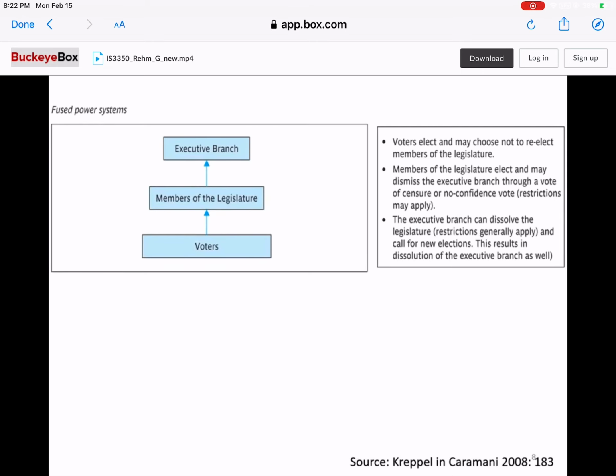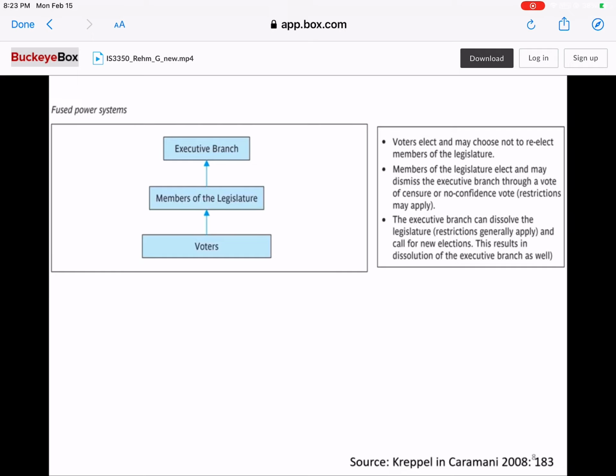So here's a fused power system in a schematic view. You have voters that elect the legislator or the parliament, and then the parliament elects the executive branch. So this would be the UK, where voters elect the House of Commons, and the House of Commons gets together and elects the Prime Minister. Same in Germany. Voters elect the Bundestag, which is the parliament. Bundestag gets together right after the election. First order of business is to elect a chancellor.